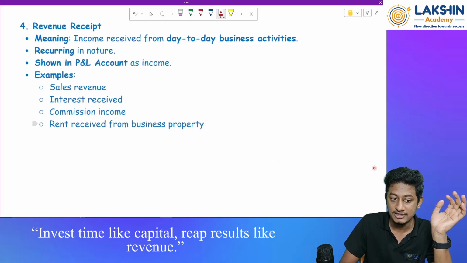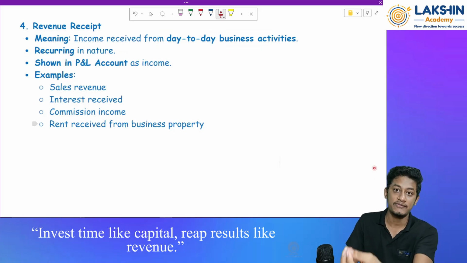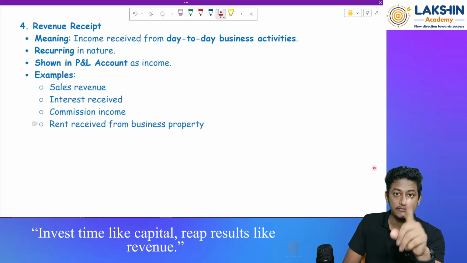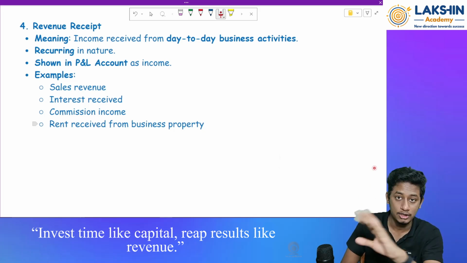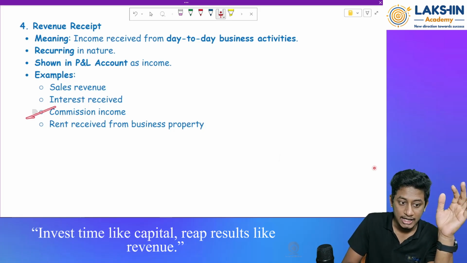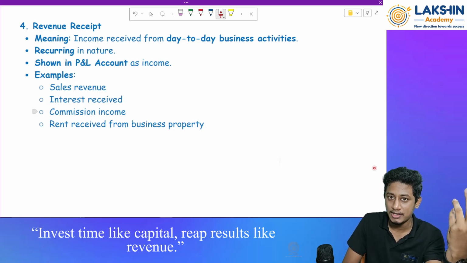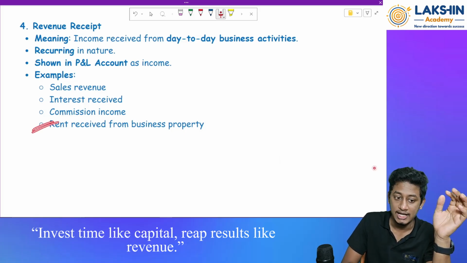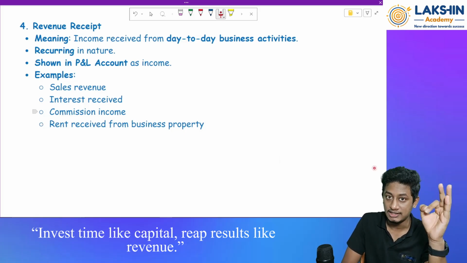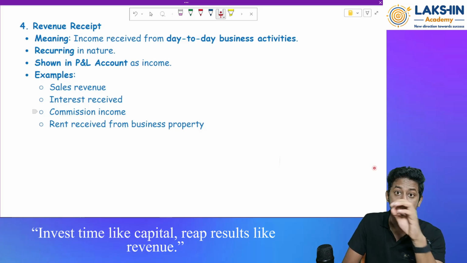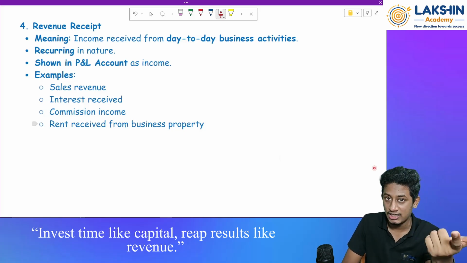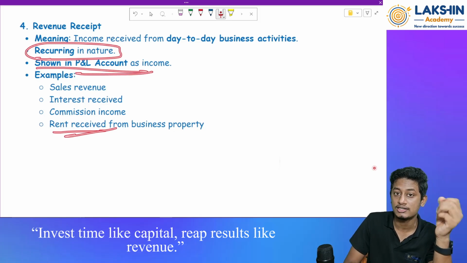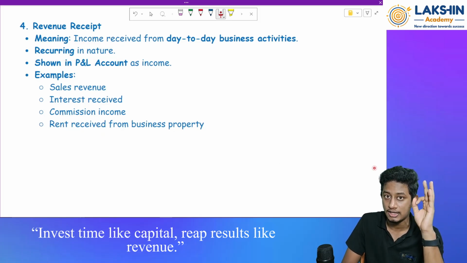Then we have interest received from the bank account. If I keep some fixed deposits, the bank will pay me interest, right? Will the benefit of this interest last for more than 1 year? No, it will last for only 1 year. Then commission income, whatever commission I earn, will also last for only 1 year, and it is also a recurring activity. Then rent received from business property: just like how I pay rent, I will receive rent on a regular basis, let's say monthly or quarterly. So it is also recurring in nature, and it is shown in the P&L account as income.